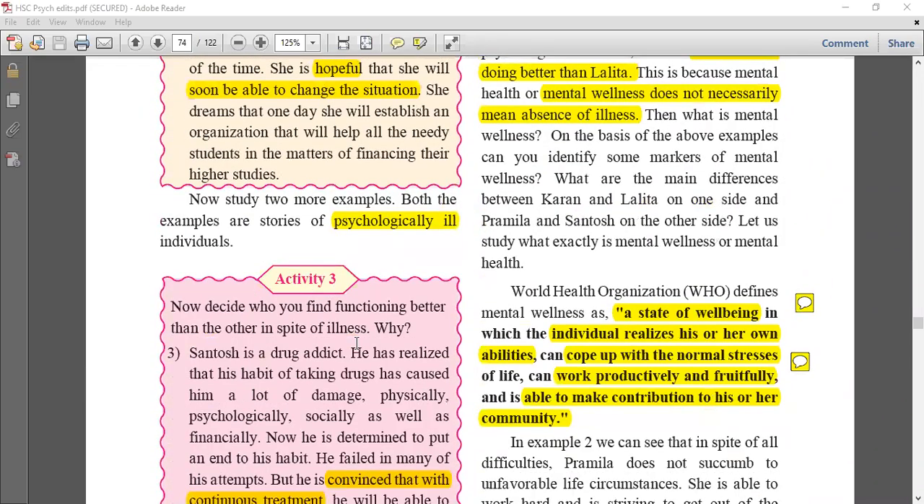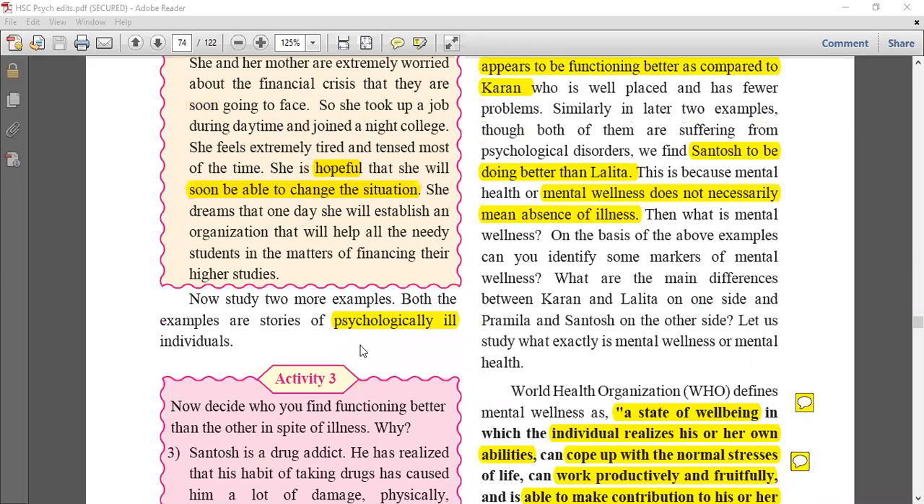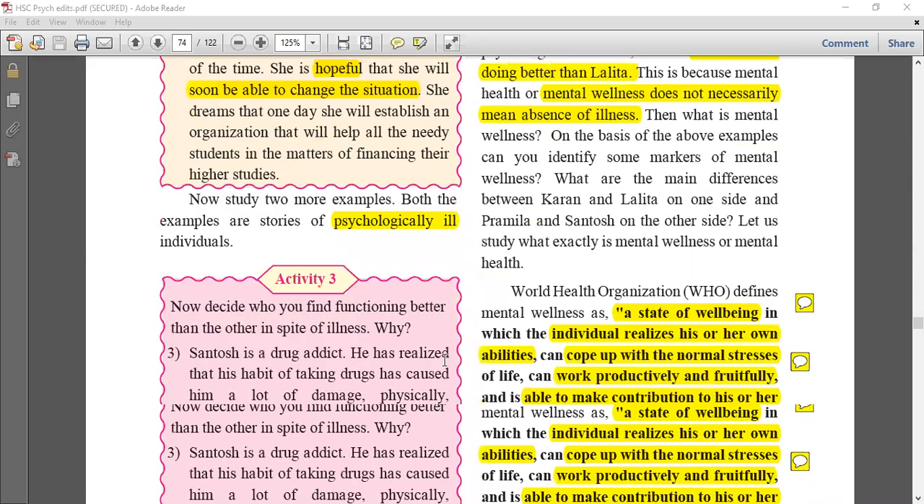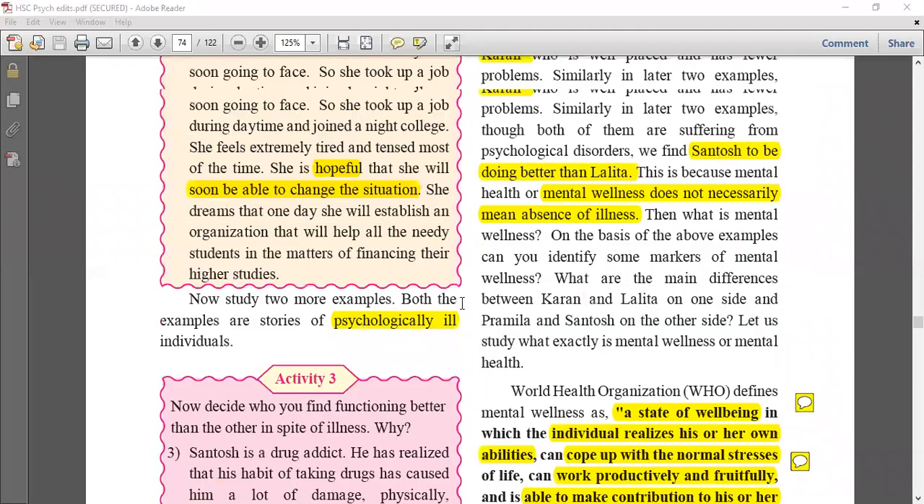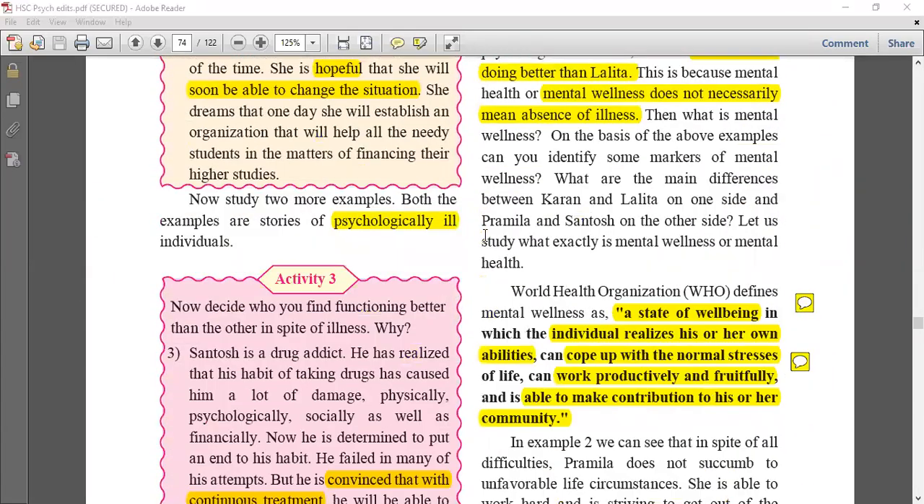We spoke about those case studies where some people had a bad situation, like having no money, or a father or mother who is unwell or died, and still they were hopeful about life. That kind of example gives you an idea of what mental well-being is. Now let's see. Mental wellness does not necessarily mean absence of illness.